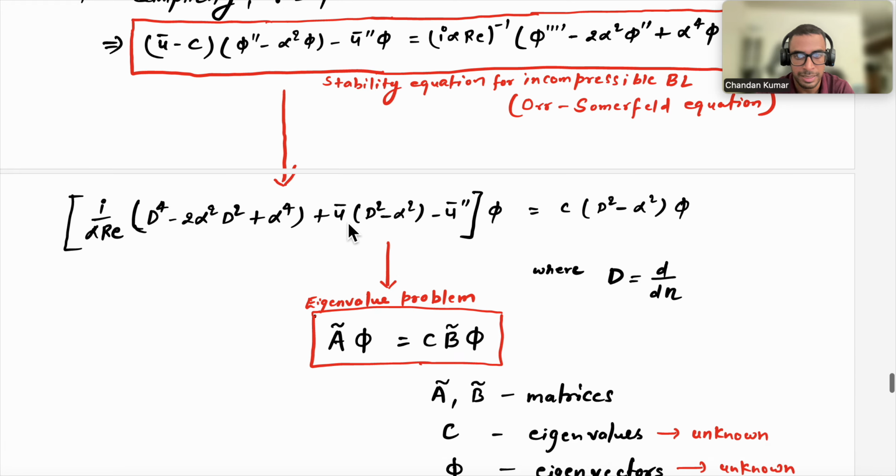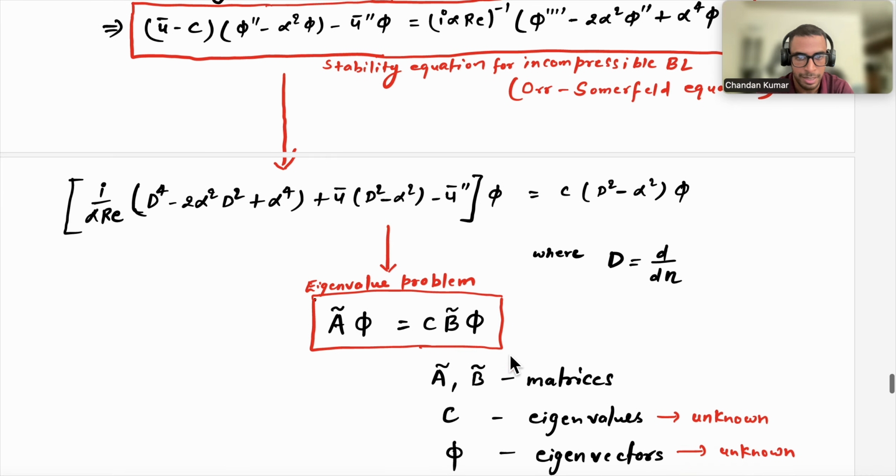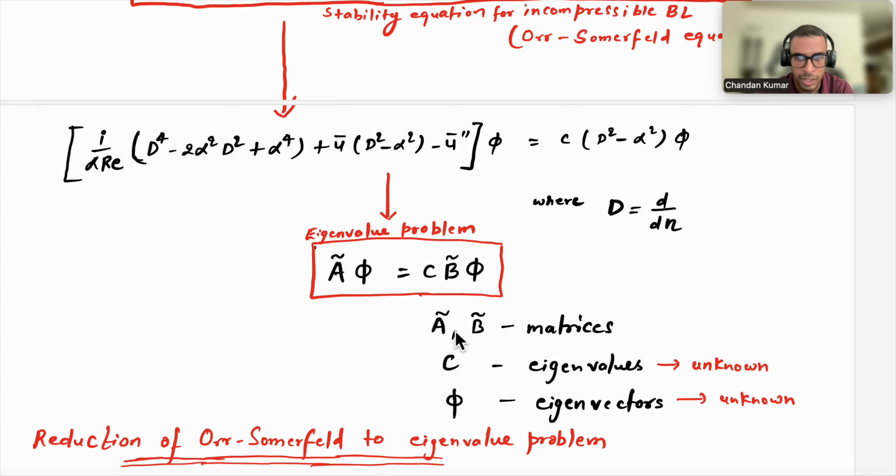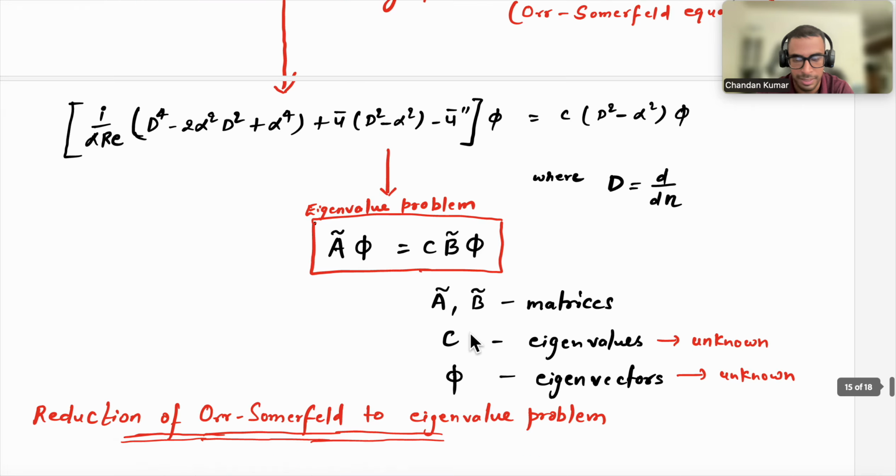And finally, this equation can be reduced into an eigenvalue problem, where A tilde is a big matrix, B tilde is a big matrix, c is the eigenvalue that we are seeing over here, which is unknown, and phi is also unknown, which is the eigenvector. So we have to solve this equation to get the eigenvalue and eigenvector, where A tilde and B tilde come from the details that we provide to the mean flow, and these matrices also include the information of the alpha term that we are specifying. So all the details are included in these A and B matrices.